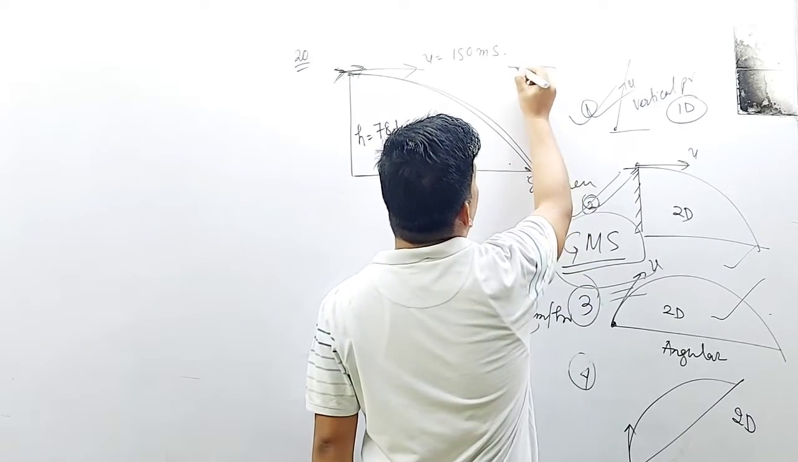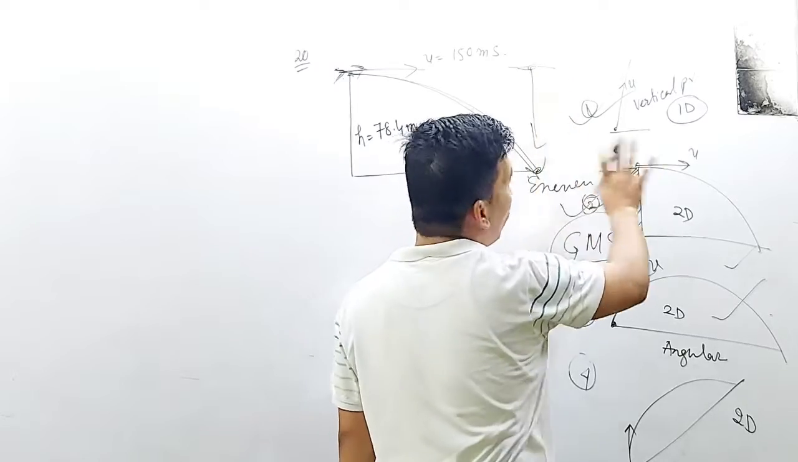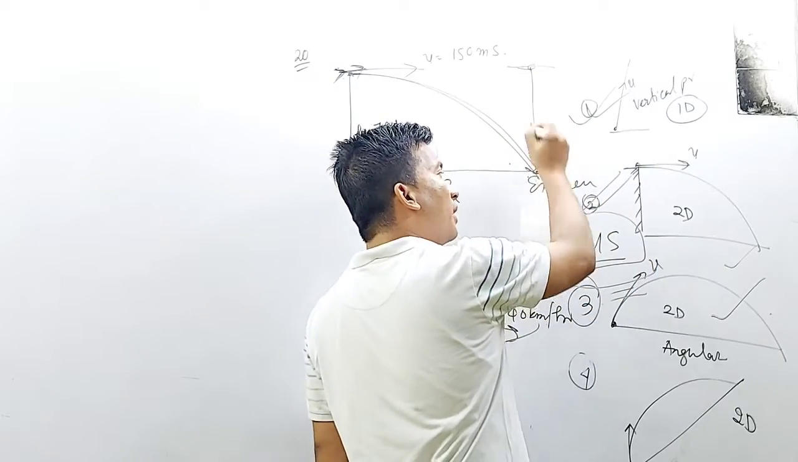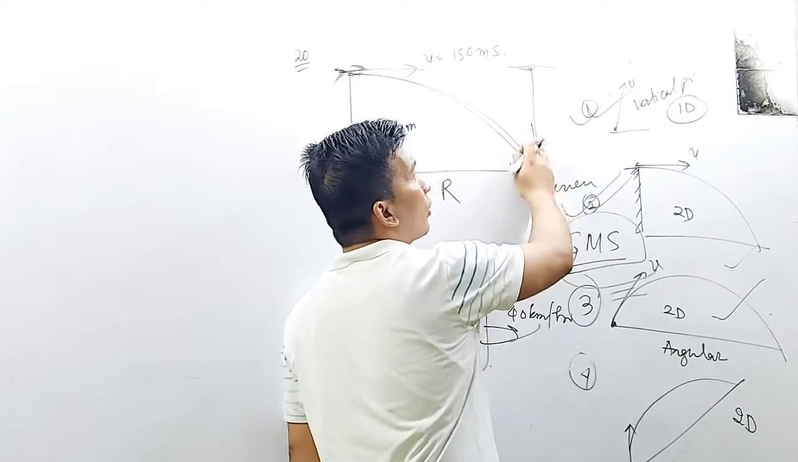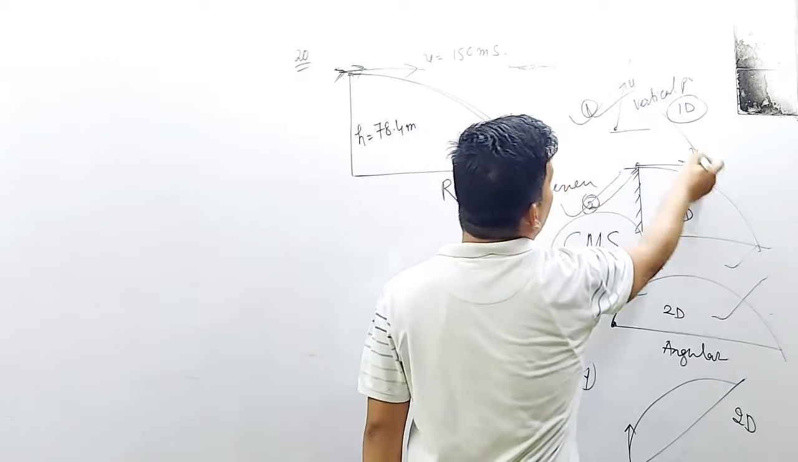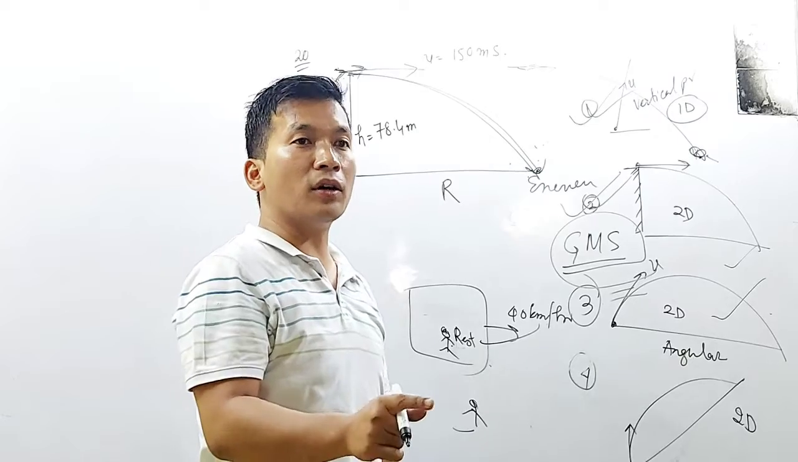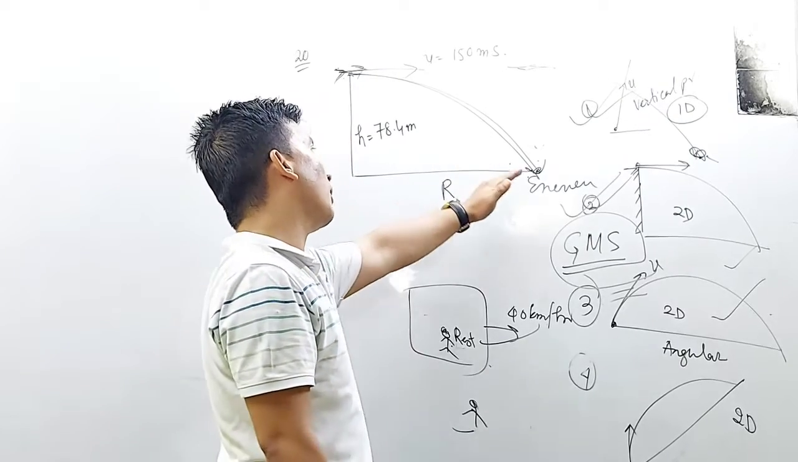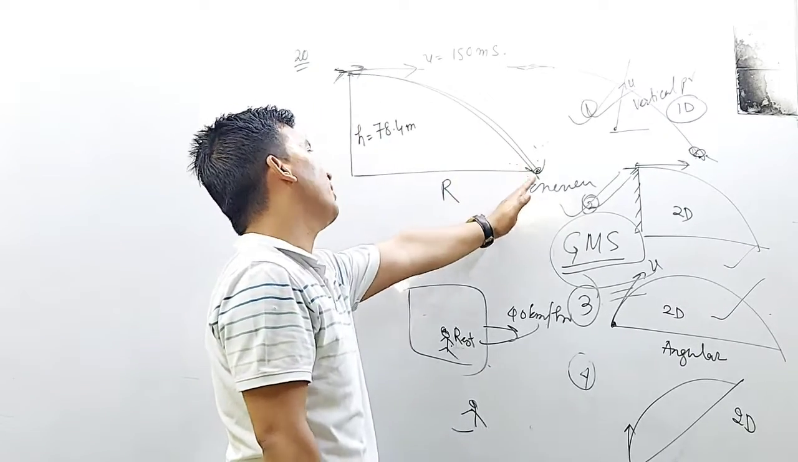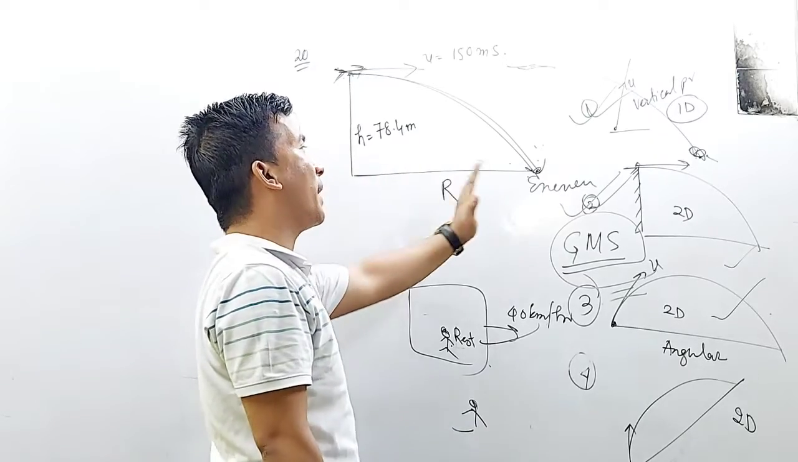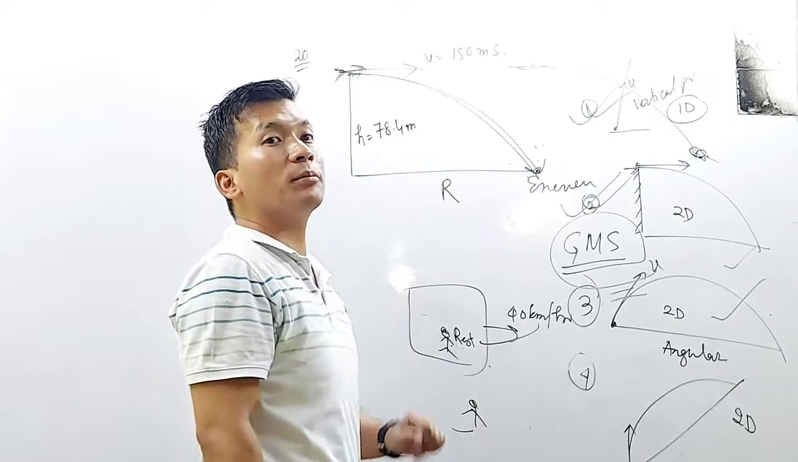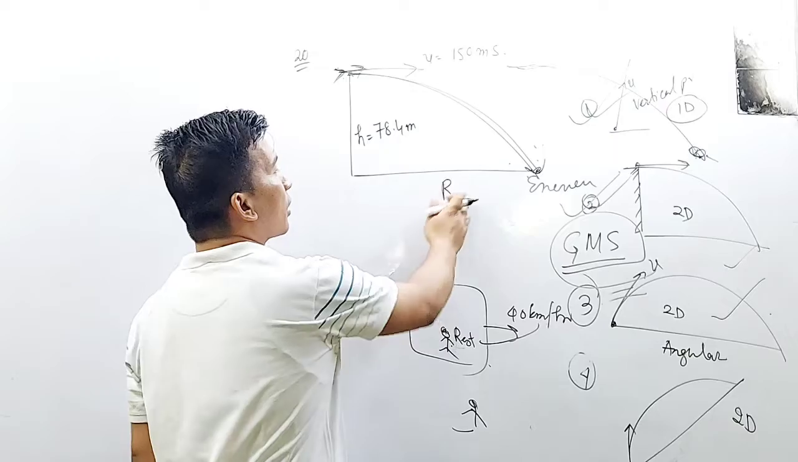Enemies here, so I must drop the bomb from here. The bomb will not be hitting the enemy camp, it will rather fall somewhere here. Understood? That is why the bomb must be dropped ahead of the enemy camp. We have to drop it by how much distance, that means we have to calculate the range.